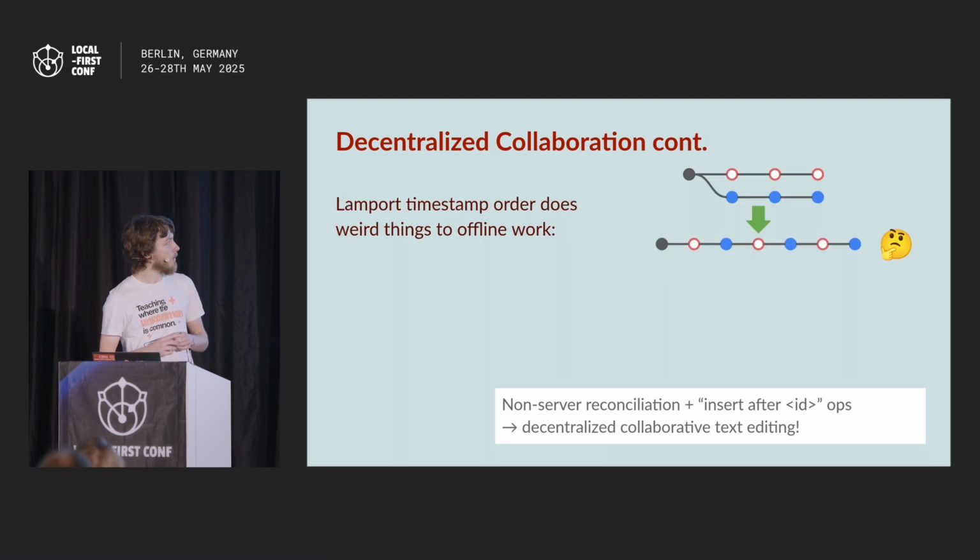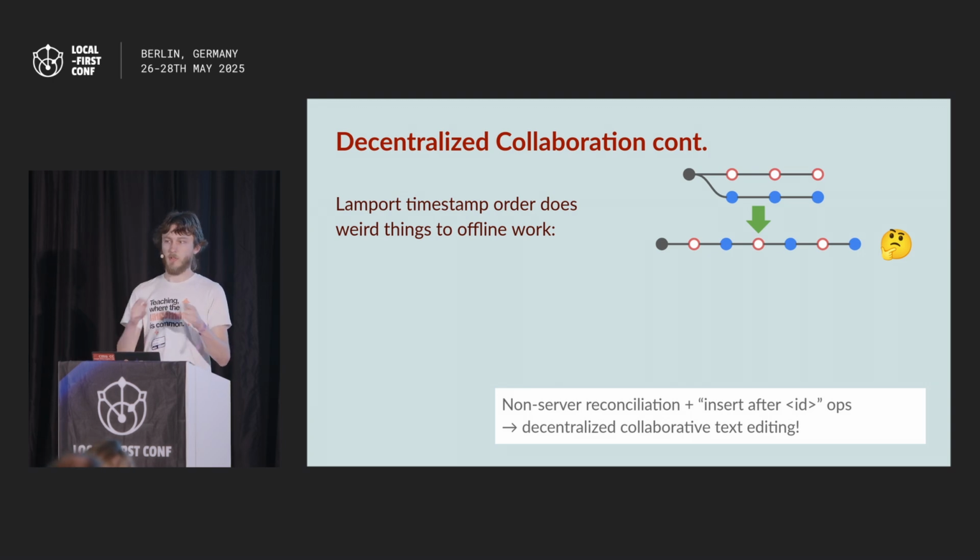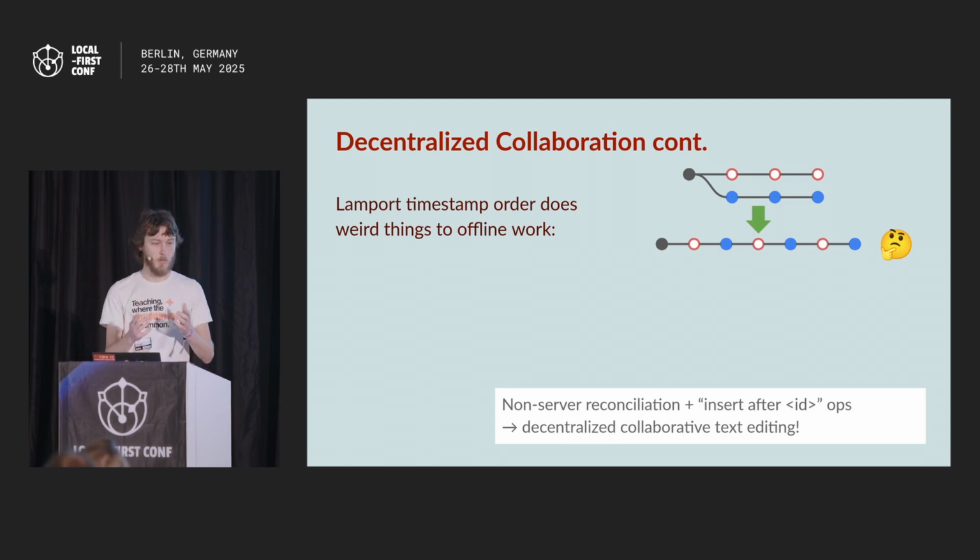Okay, I mentioned putting operations in order by Lamport timestamps. This is actually a little weird in that if you have two concurrent branches, like one user working offline and another user working online, then when you go to merge their changes, they will be interleaved. It's like if you did a git merge and it decided to make an edit history with every other commit. It's just a property of Lamport timestamps.